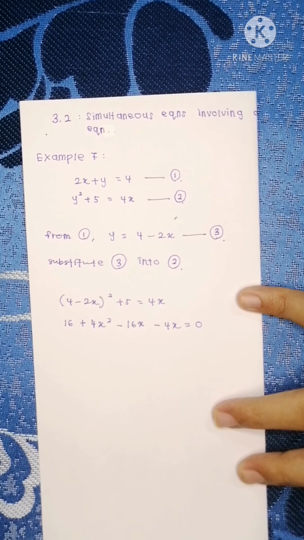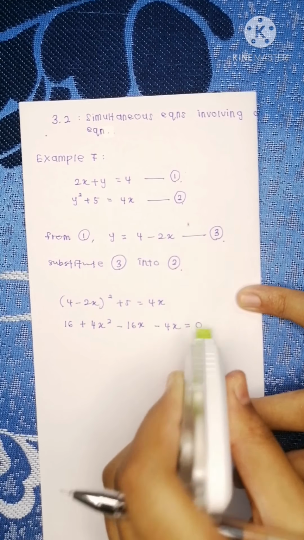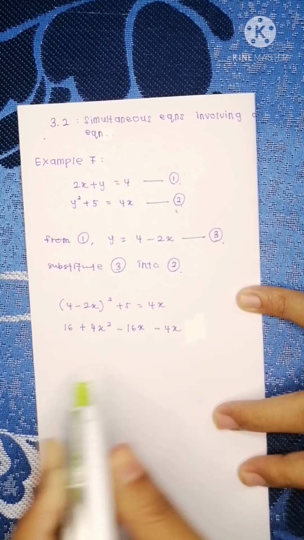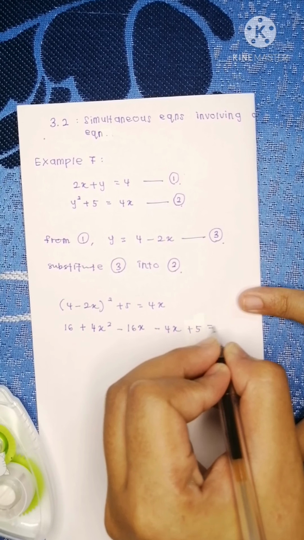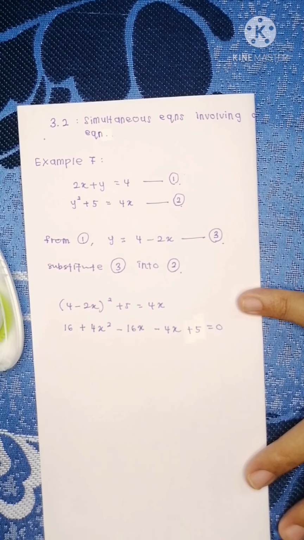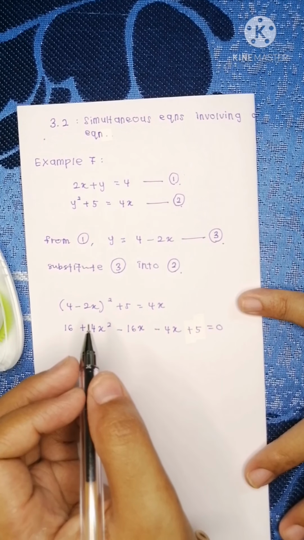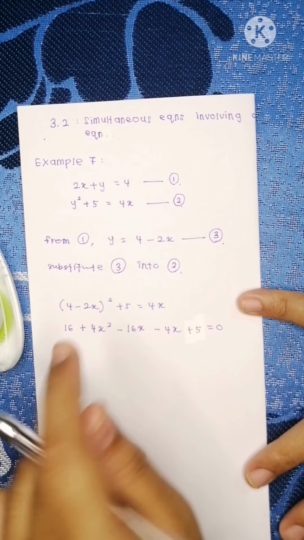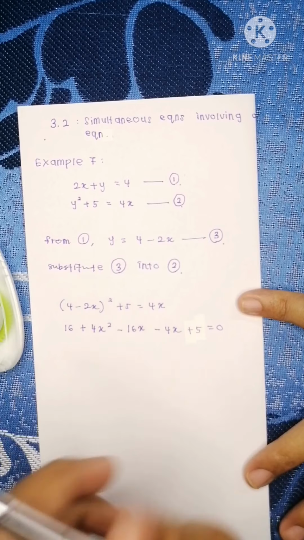Sorry. Okay, we forgot about the positive 5 here. So negative 4x plus 5 equal to 0. Okay, now we arrange based on the arrangement, which is x squared first, and then x, and then the last one is the constant.